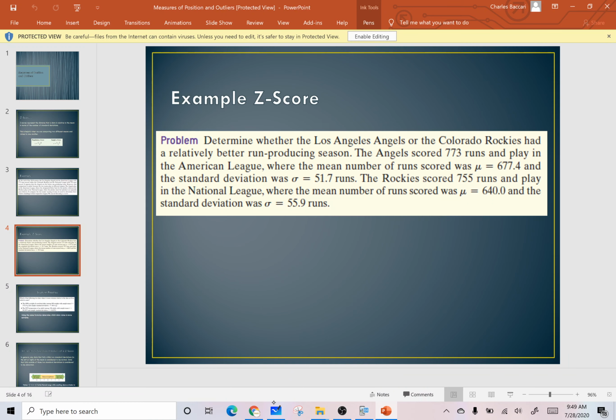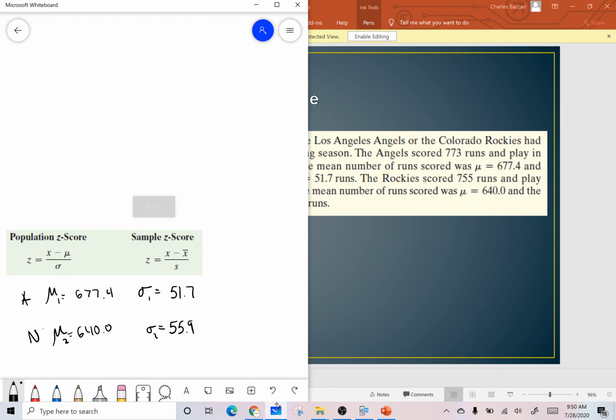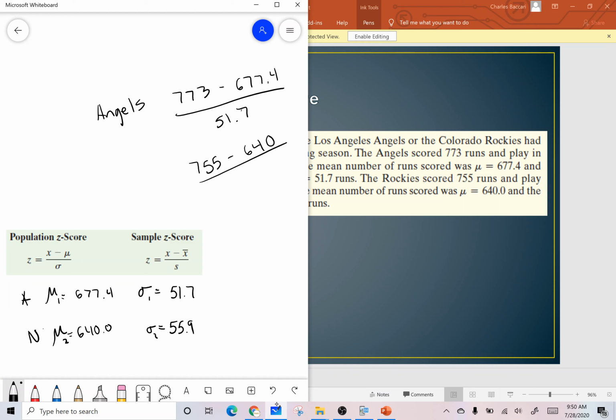Okay, so now we can compare them. The x represents the number of runs scored. So for the Angels, we've got 773 minus 677.4, divided by 51.7. And then we've got the other one, which is 755 minus 640, divided by 55.9, and this is for the Rockies.